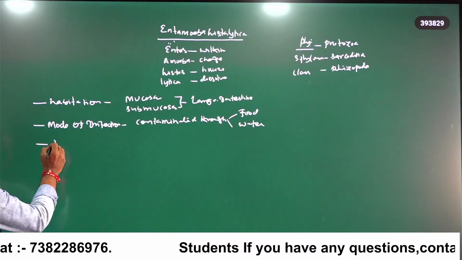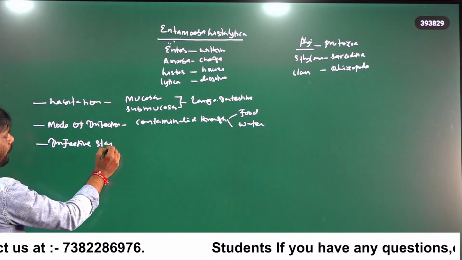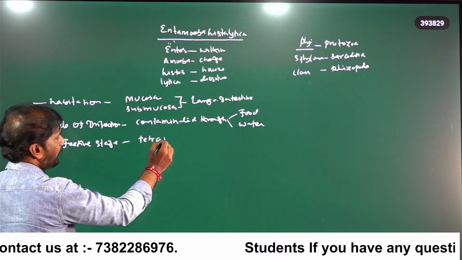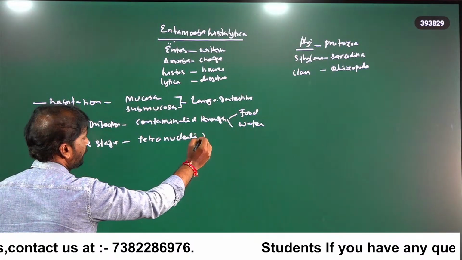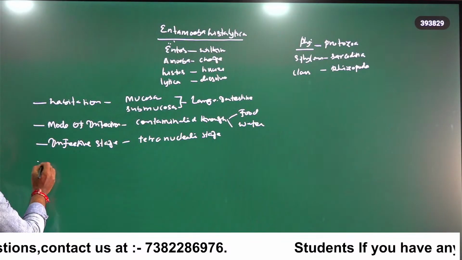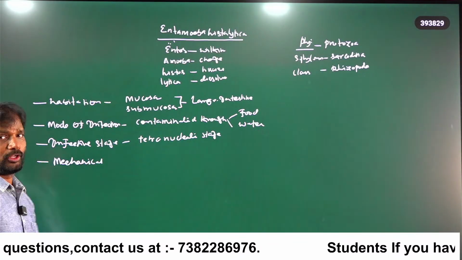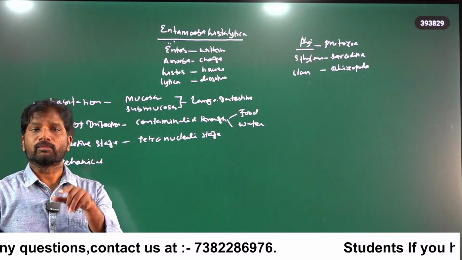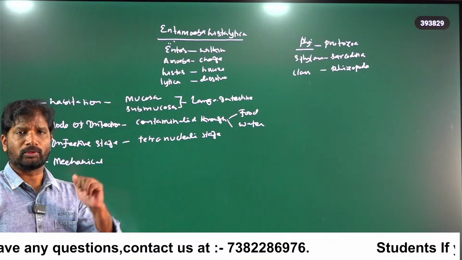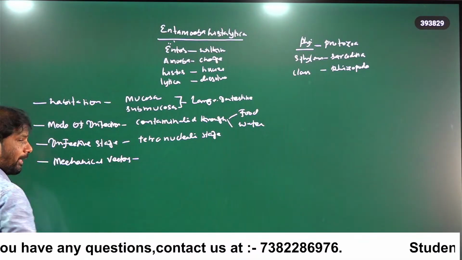So here is the infective stage of Entamoeba. The infective stage of Entamoeba is known as the tetranucleate stage. The tetranucleate stage is the infective stage to humans. Here there is a mechanical vector, by which it is transmitted from one person to another. Through which organism is this disease transmitted from one person to another? Such vectors are known as mechanical vectors.